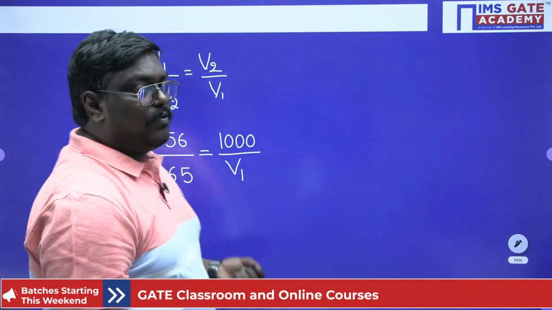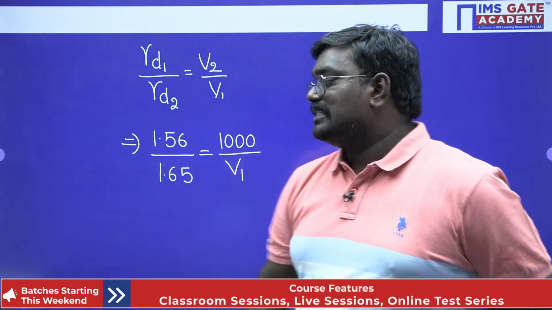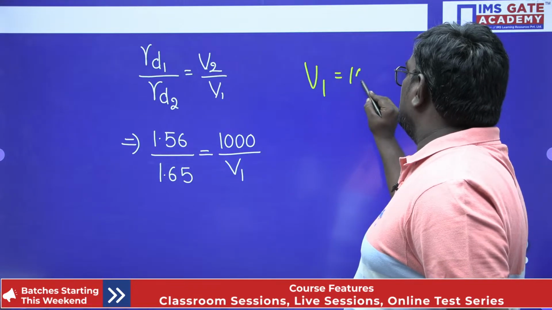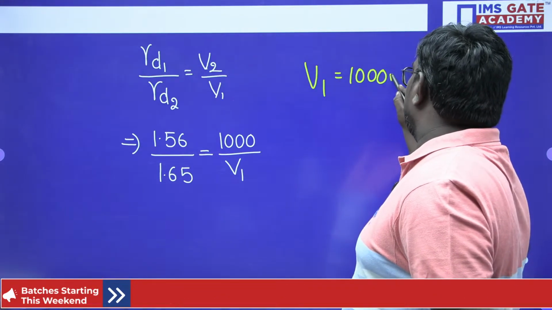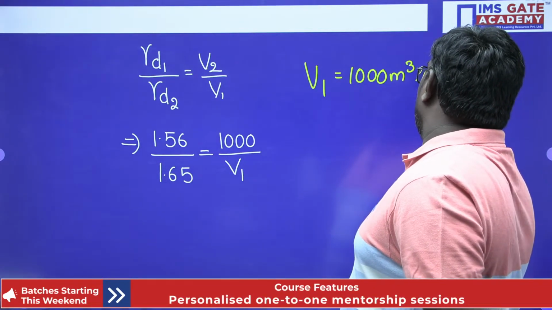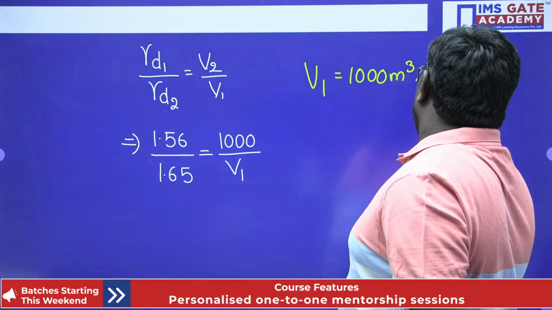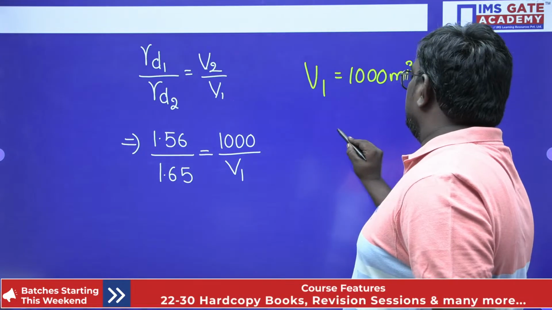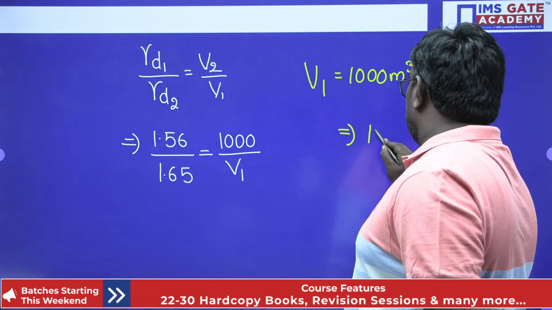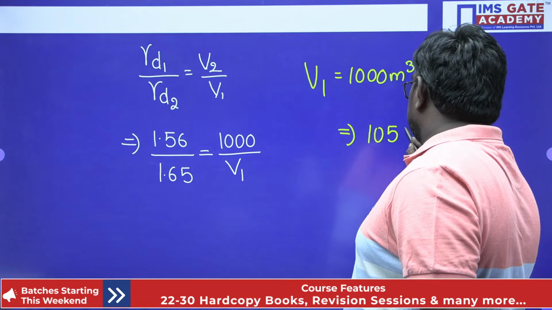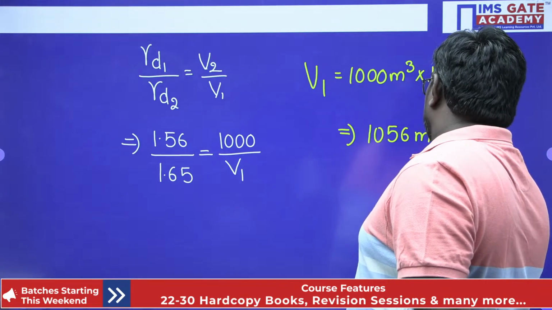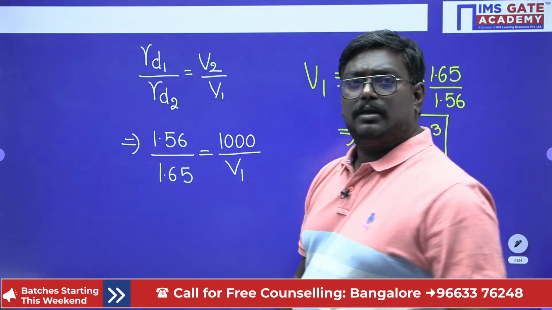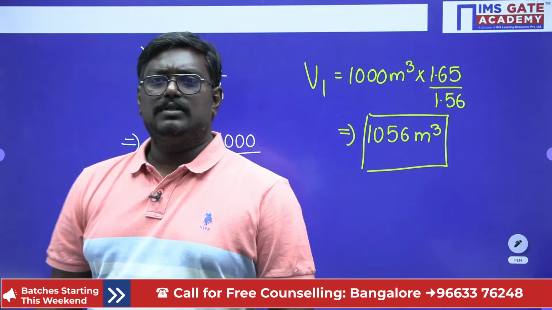So the volume of the borrow pit, or the estimated quantity of the borrow pit, V1 can be written as 1000 meter cube multiplied by 1.65 divided by 1.56. If you solve this equation, you will get a value of 1056 meter cube. Any doubts in this, students?